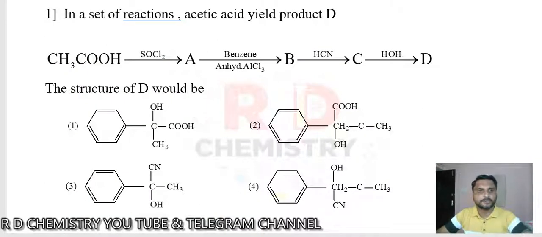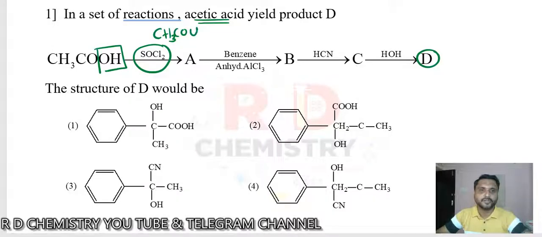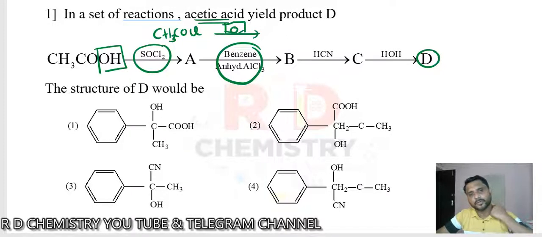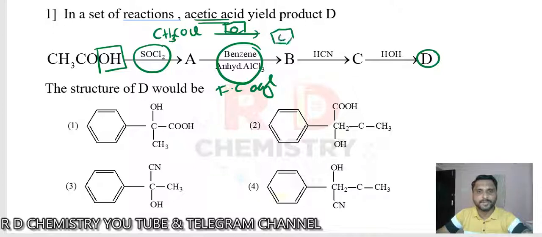Yeah, see this question. In the following set of reactions, acetic acid yielded the product D. Identify the product D. Thionyl chloride is a chlorinating agent, it replaces the OH group. So compound A should be CH3COCl, correct? It reacts with benzene and anhydrous aluminium chloride. Recall the reaction: benzene with anhydrous aluminium chloride and an acid chloride is a Friedel-Crafts acylation reaction, correct? So therefore, I should get a benzene ring attached to the CO, and here it is CH3. Fine. Now this should be in the form of C double bond O because it's a ketone.